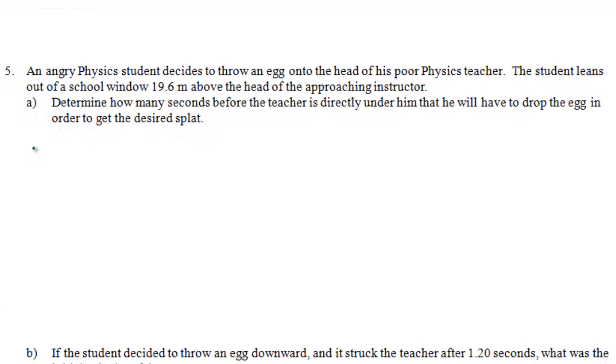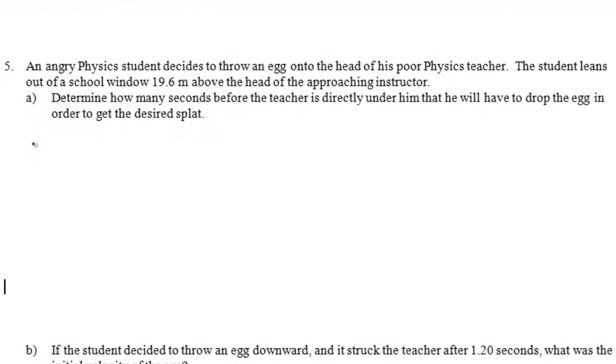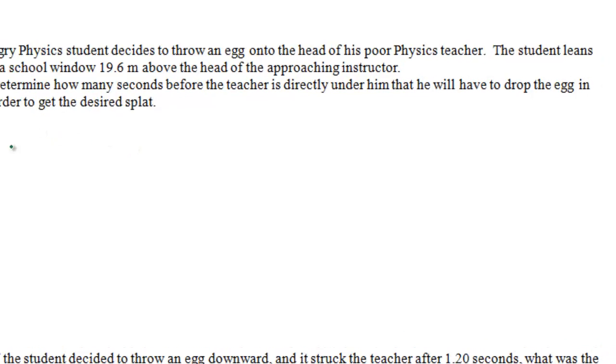Okay, question number 5. An angry student decides to throw an egg onto the head of his poor physics teacher. The student leans out of the school window 19.6 meters above the head of the approaching instructor. The question is to determine how many seconds before the teacher is directly under him that he will have to drop the egg. So let's imagine the problem.